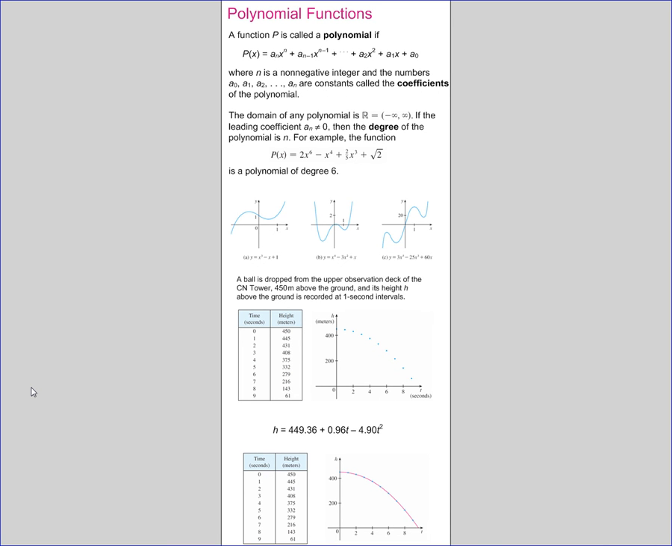We talk about polynomial forms. Here's the form of a polynomial function. Here's a great example of a polynomial function. It's of degree 6, we say, because its highest power of x is 6.